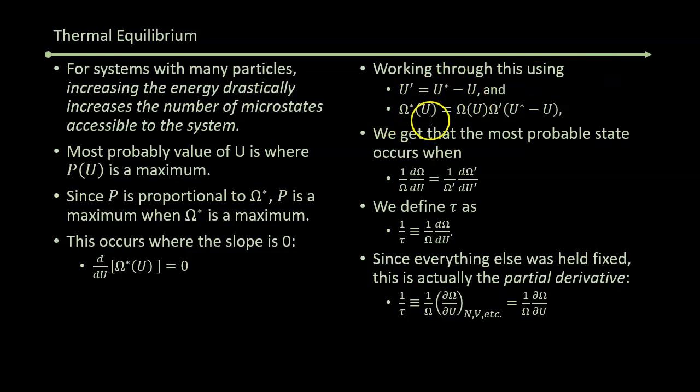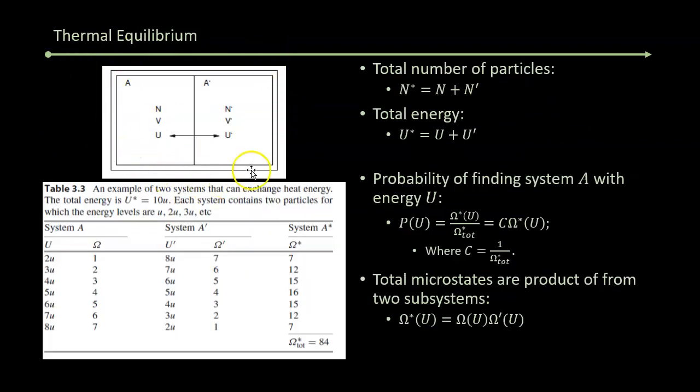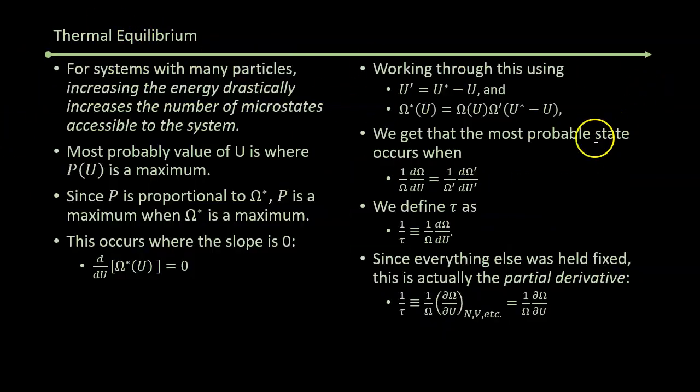So the total number of microstates, now we have it expressed in terms of U star and U, which is great because U star is a constant, right? Back to our diagram, no energy is leaving the system as a whole. U star has to be constant.